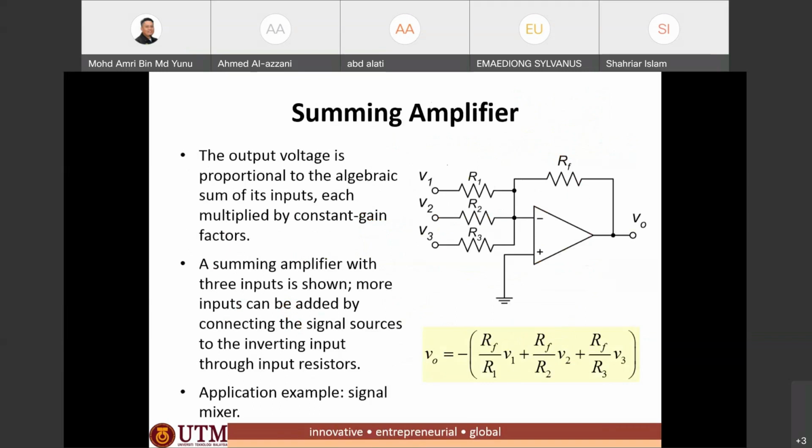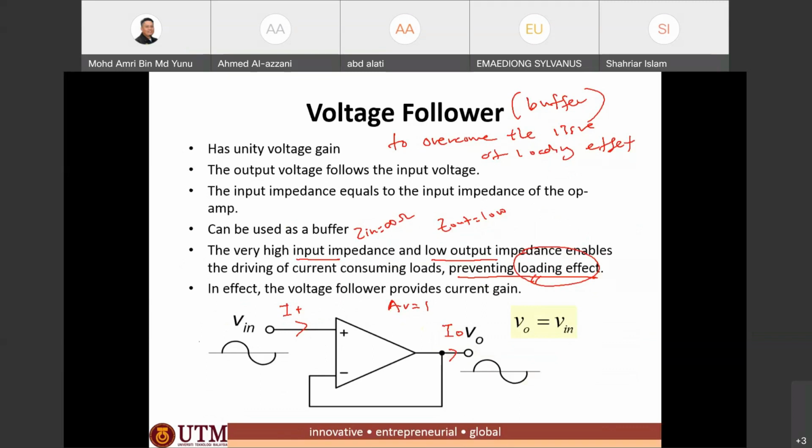Please, Prof, why do we use this kind of amplifier if V in equals V out and it does not invert the signal? So why do we use it? Okay, I have to hang on.